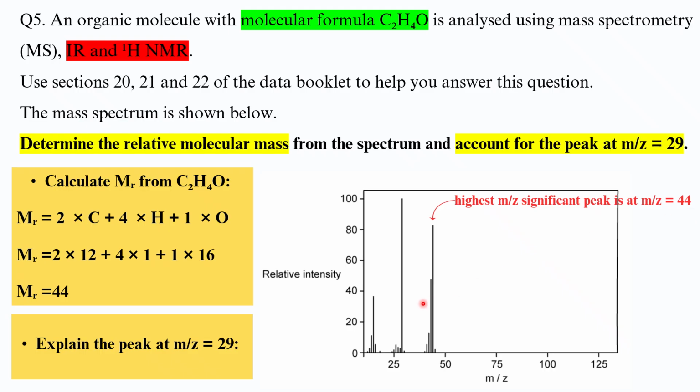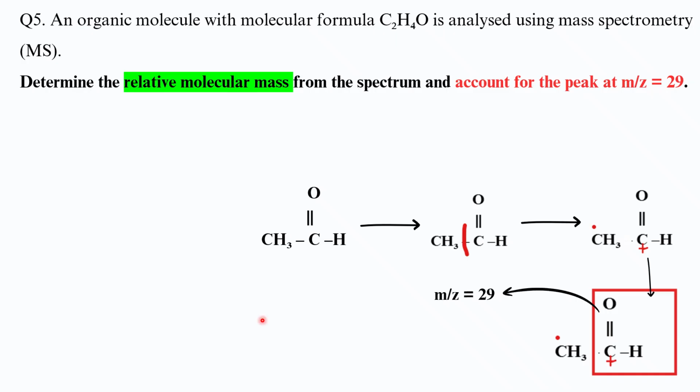Now, the next part in the question is to determine what would be the fragment which is giving this peak in the spectrum. So let us do the calculation. Till now we have determined the relative molecular mass. Now let us determine what could be the possibility of this peak, from where we are getting this peak. So let us first draw this structure properly, and once we have drawn it, let us do the fragmentation.